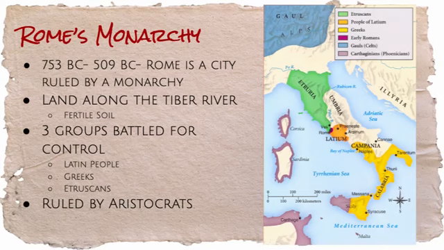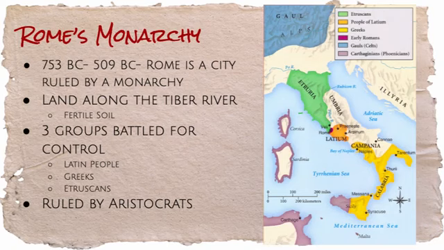There were three groups who originally battled for control of the city of Rome. There were the Latin people, who were farmers, and they were primarily in that area because of the river and the fertile soil. There were the Greeks, who had taken over the southern peninsula of Italy and had spread their culture there a couple of centuries before that.